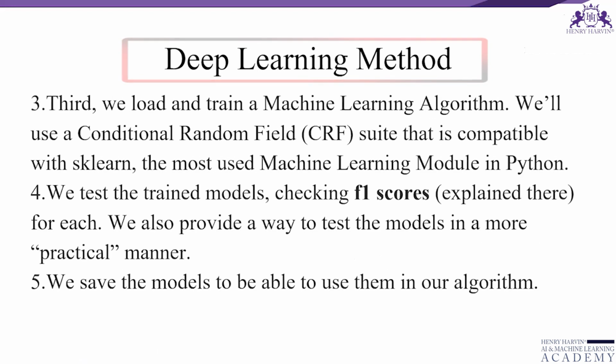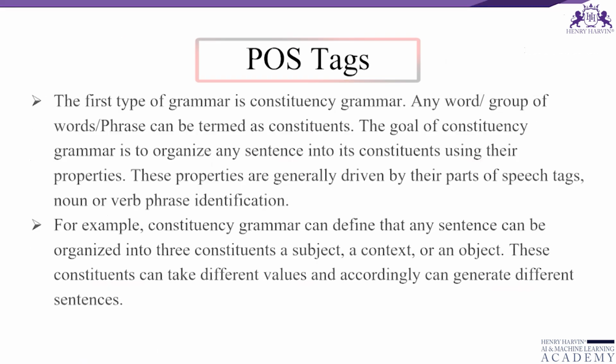Then the third step is that we load and train a machine learning algorithm. We will use a conditional random field so that it is compatible with sklearn, the most used machine learning module in Python. Then we test the trained models and check the F1 scores for each one. So we actually provide a way to test the models in a more practical manner. Then we save the models to be able to use them in our algorithm.